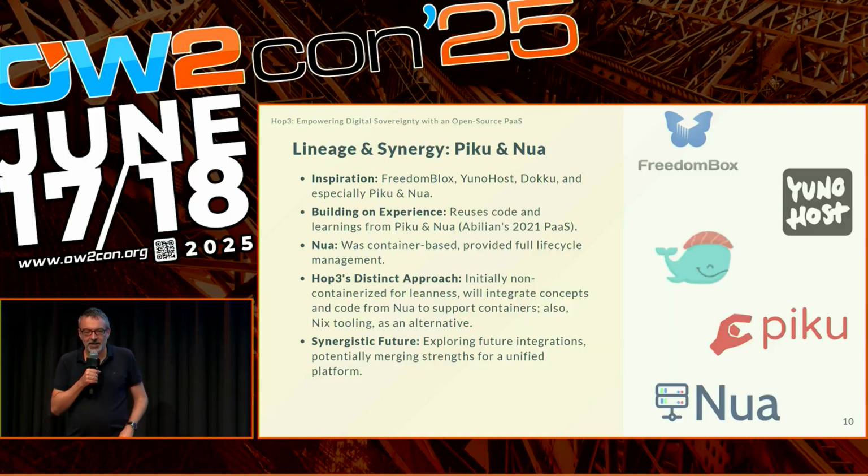So NUA was a previous iteration of Hop3, but based on a slightly different paradigm. And Piku is a small clone of Heroku, which is programmed in Python, and initially was intended to be deployed on a Raspberry Pi, hence the name Piku. So we are using many concepts from this project, and sometimes we are even reusing code, for instance, from Piku.